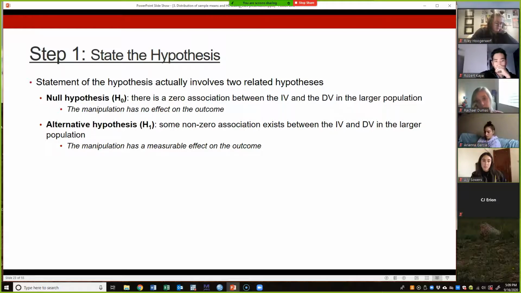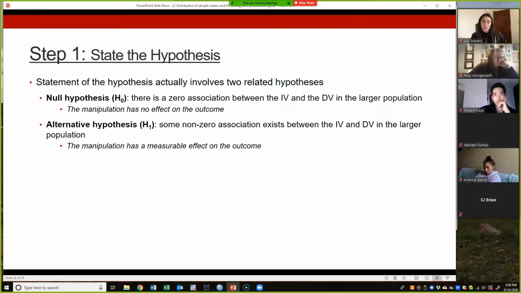Okay. So number 1, start by stating the hypotheses. Hypothesis testing, as we typically approach it, involves a couple of related hypotheses. We've got our null hypothesis, okay? And our null hypothesis is almost always going to say that there's zero association between some independent variable and some dependent variable in the larger population. We're going to say X and Y are not associated with one another. Basically, our manipulation has no effect on our outcome. The null hypothesis is saying that this new hypothetical population of older adults all jacked up on antioxidants has the same memory performance as our usual population.